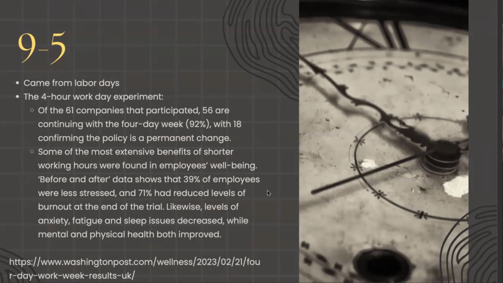56 of the 61 companies are continuing with the 4 day work week, saying that it's a permanent change because of some of the benefits found in well-being. Before and after shows that 39% of employees were less stressed, 75% had reduced levels of burnout at the end of the trial. Likewise, levels of anxiety, fatigue, and sleep issues decreased, while mental and physical health both improved.